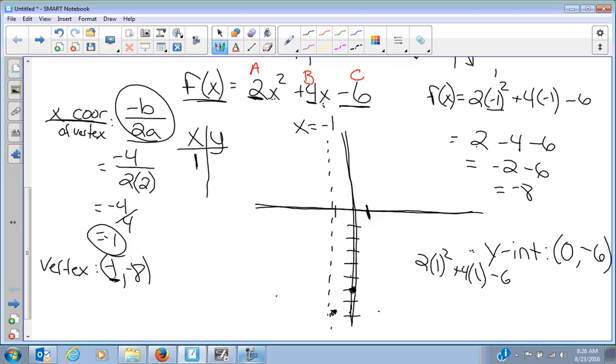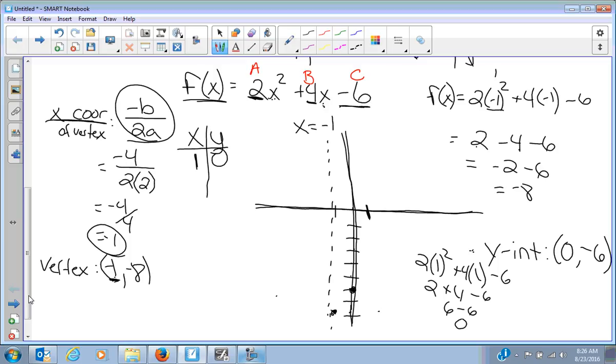1 squared is 1. 1 times 2 is 2. 2 plus 4 is 6, and 6 minus 6 is 0. Just by chance, what did I actually find? Just by chance. It doesn't always happen. Not a y-intercept. I found y is 0, but what does that mean?